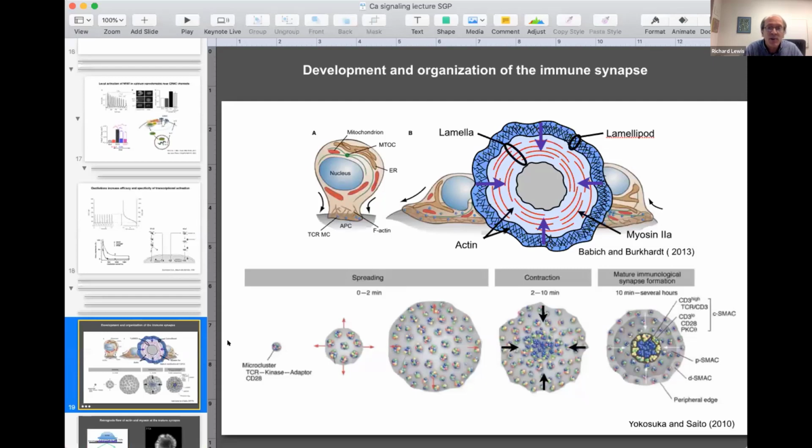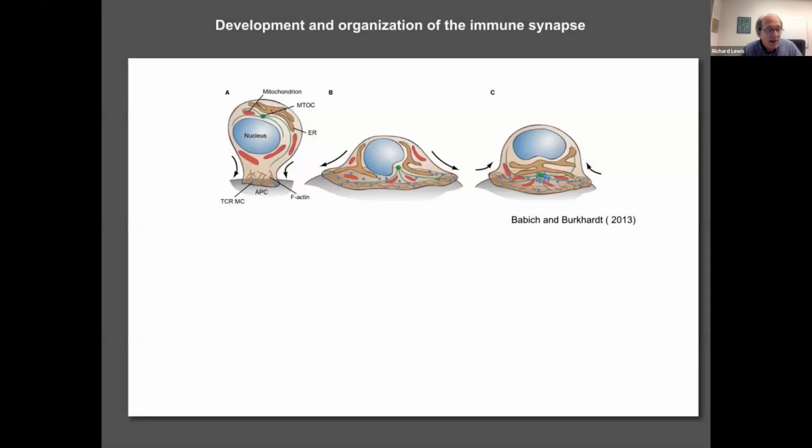A surprising function of CRAC channels in supporting the organization and function of actin at the immune synapse. And I'm going to have to go into play mode here, and I just hope nothing happens. So after contact with the antigen-presenting cell, the T cell spreads over the target cell surface and reorients the ER and mitochondria towards the contact site.